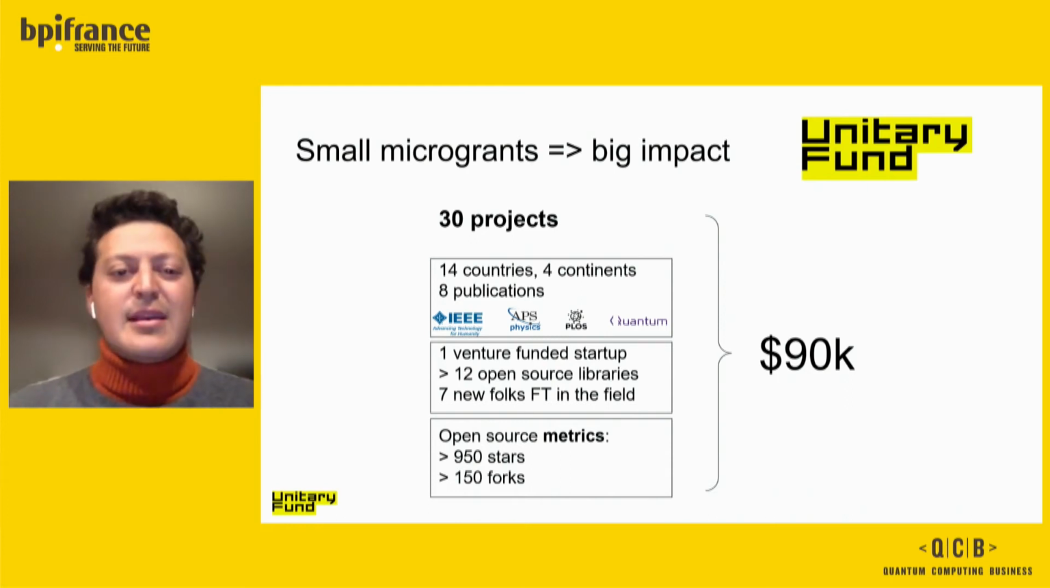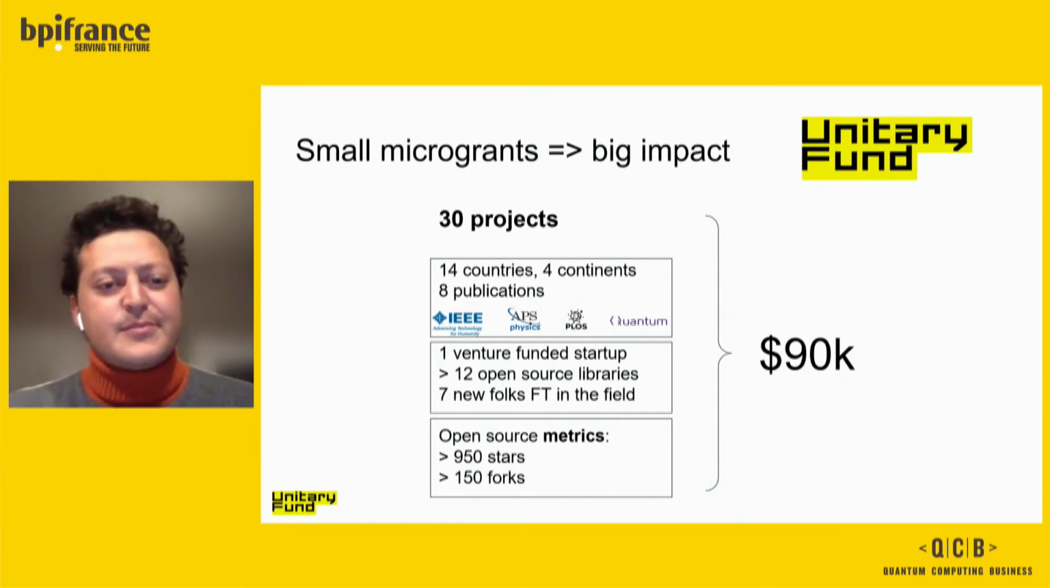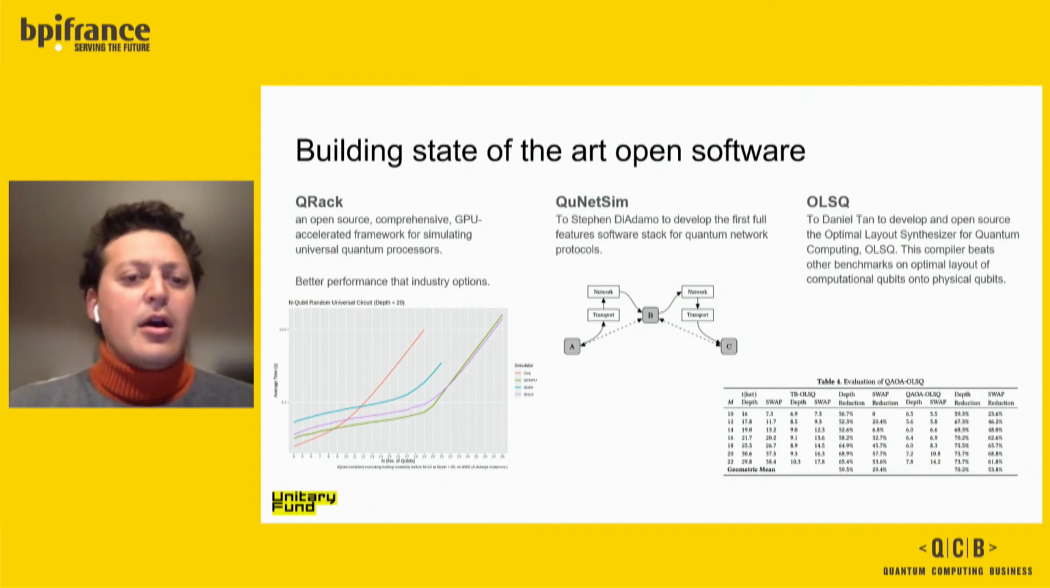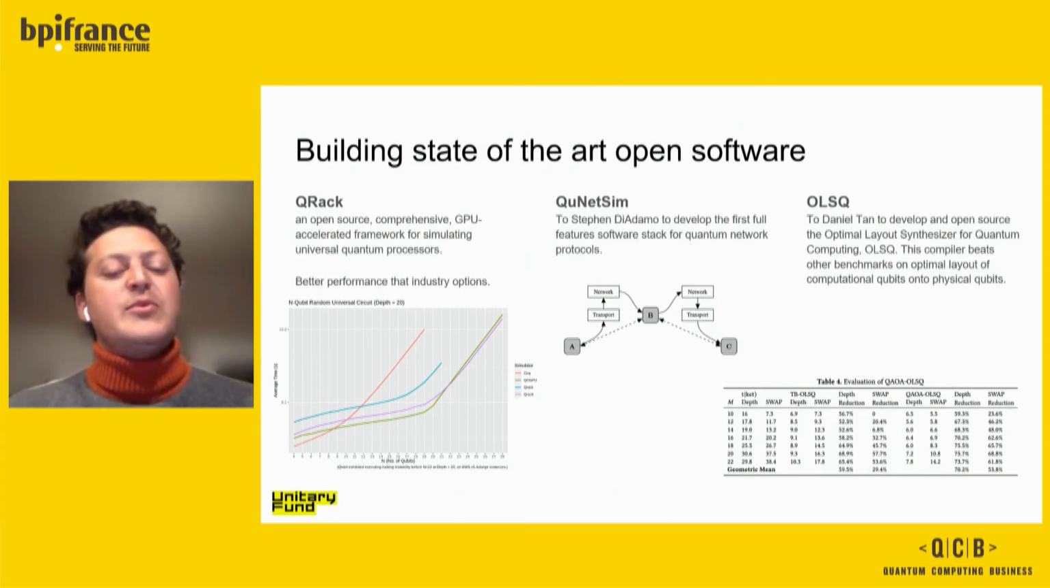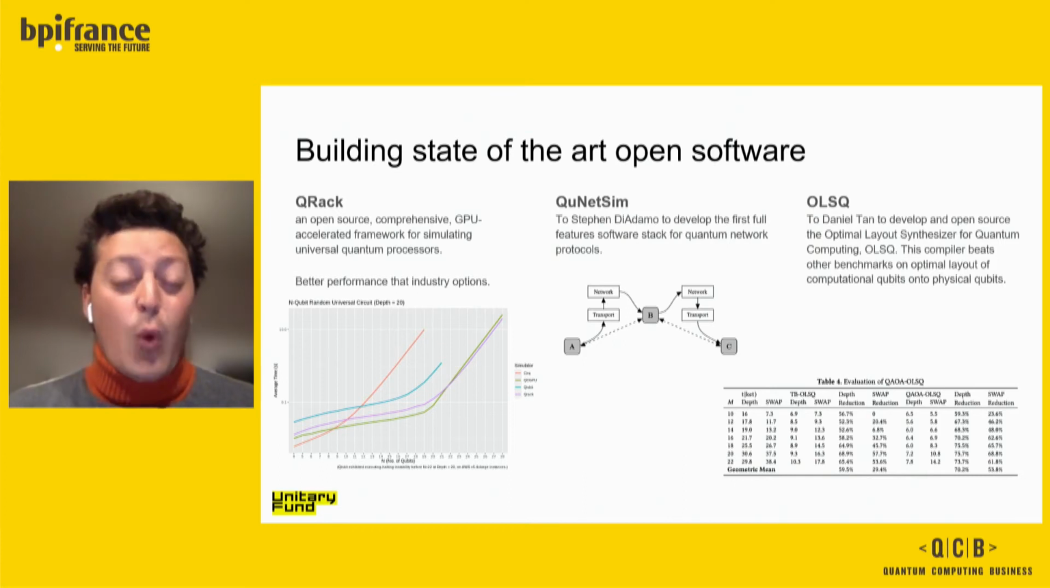So now, just some examples of the projects. These are 3 projects, but there are many more. You can go to unitary.fund to find out more. One of them is QREC, which is a quantum simulator. So it's a simulator that runs on real computers, classical computers, not quantum prototypes. And it does emulate what happens in a quantum computer.